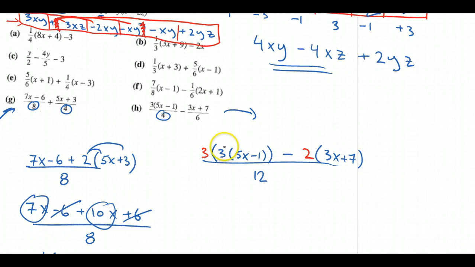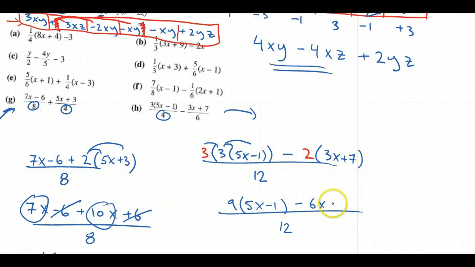Now I'm just going to go and finish this off. It doesn't matter if you do this first or this first. So I'm going to go ahead and do the 9. That might be a little easier. So it's going to be 3 times 3 is 9. 5x minus 1, minus 6x minus 14. Hopefully everybody caught that little bit there.